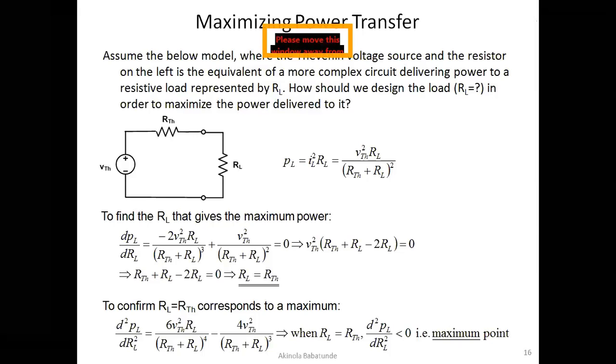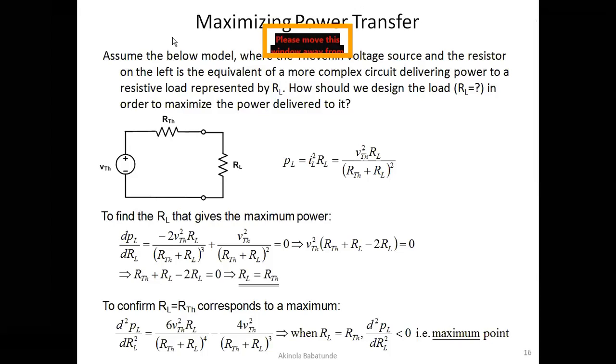How should we design the load, that is the RL, in order to maximize the power delivered to it? How do we design the load to maximize the power delivered to that particular load? So look at this particular circuit. We have our R Thevenin or R equivalent here. We have our load resistance here, and then we have the voltage source of V Thevenin somewhere here. If we want to deliver maximum power to RL, how do we make that happen? Let's quickly check it out together.